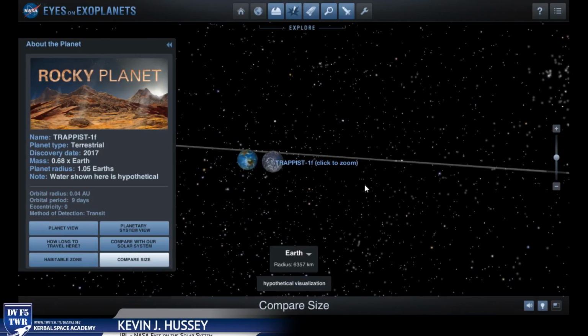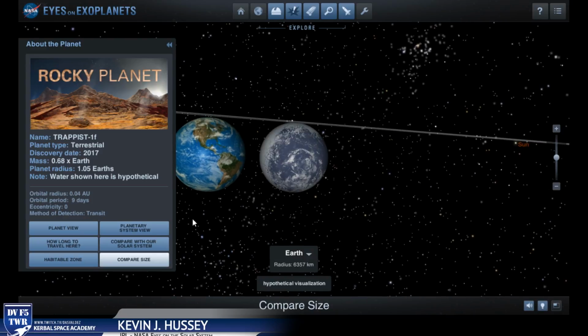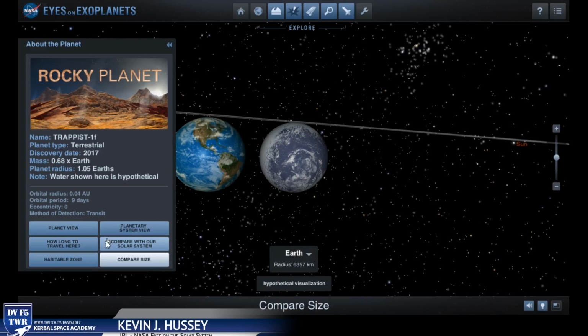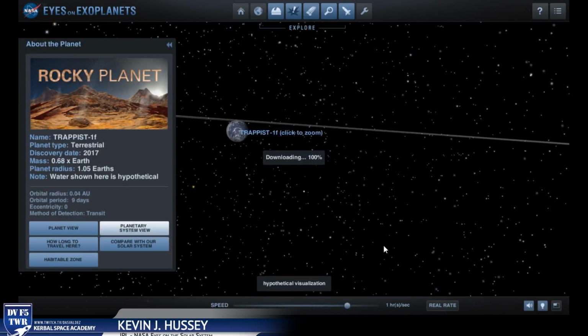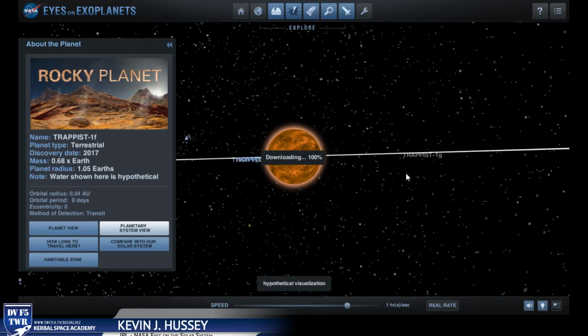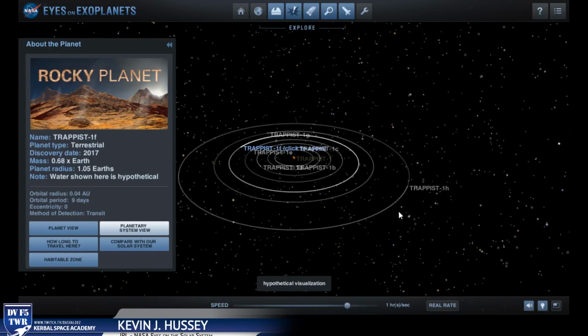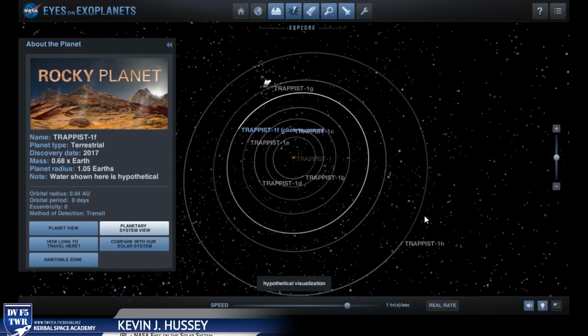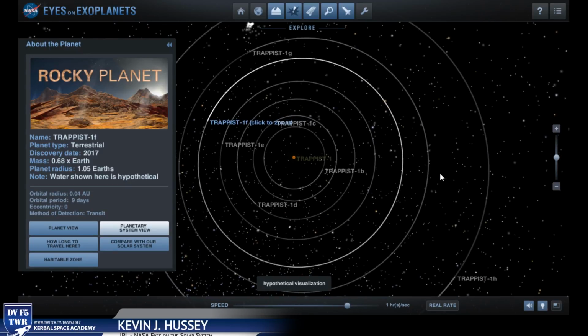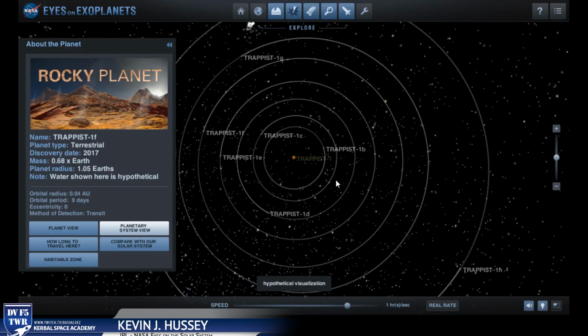Now, what's kind of fun to do is I'm going to go back to planetary system view. We're going to look at the whole system again. There's the star. We're going to zoom back out. All the orbits and everything. I want to give you an idea of kind of a fun tool. It's not documented, but it's cool.